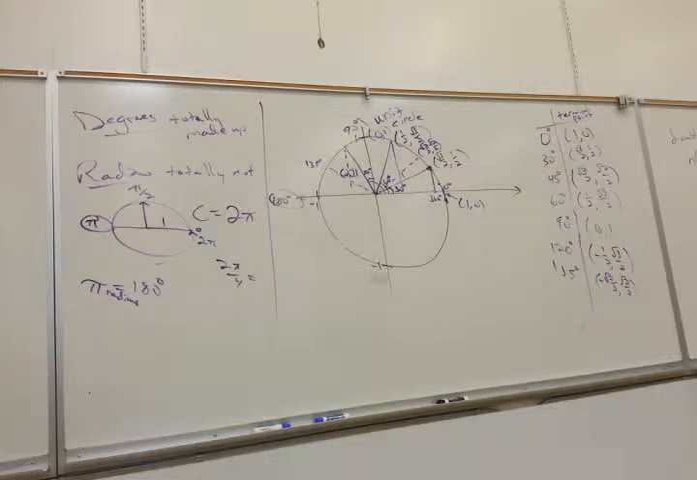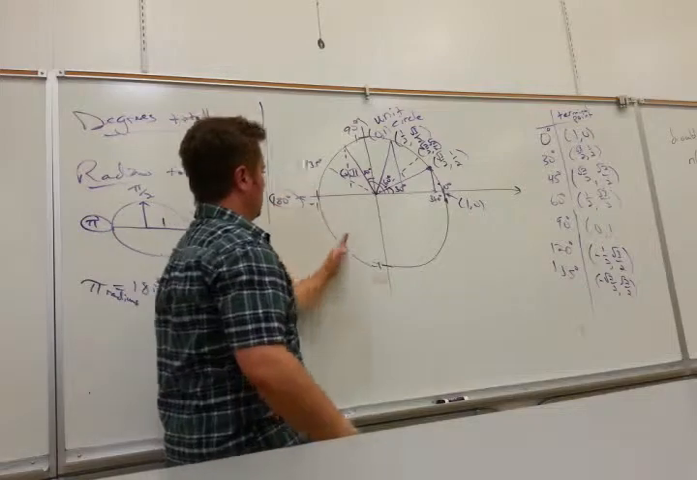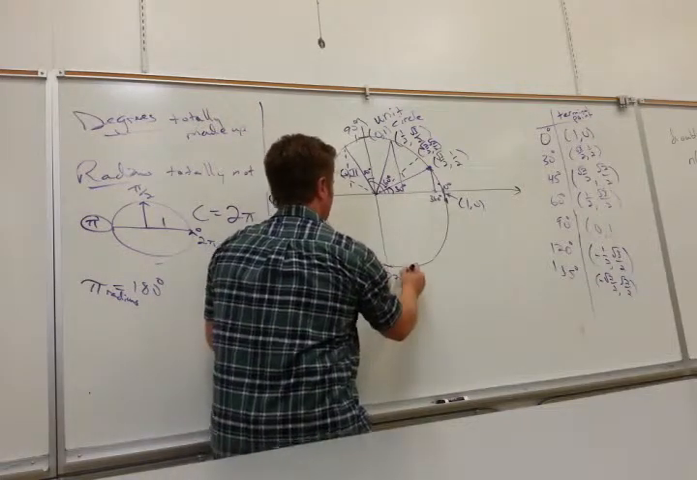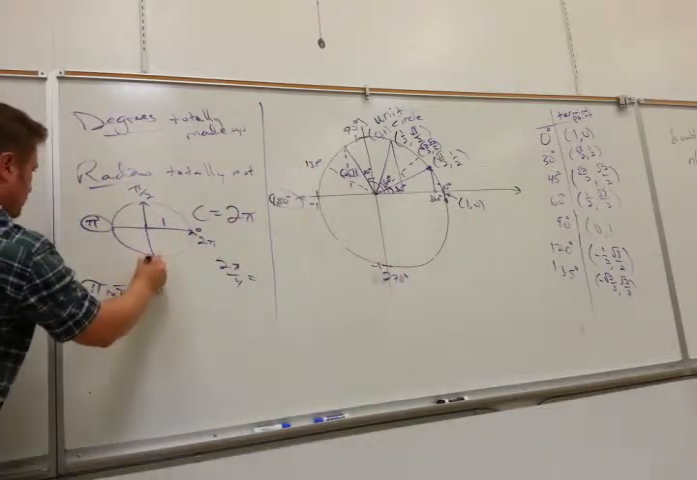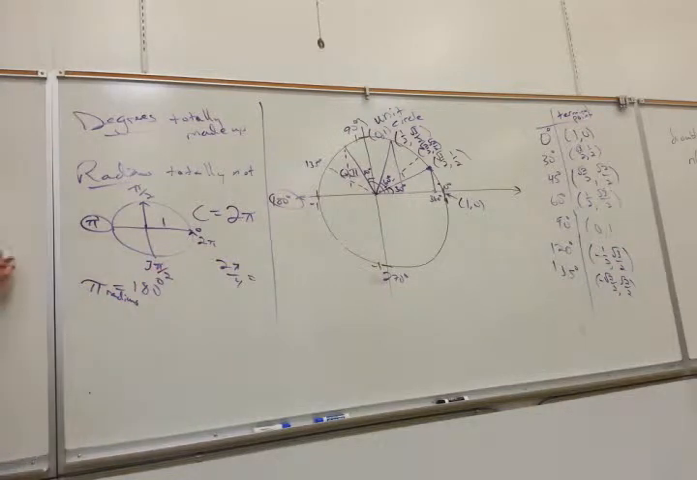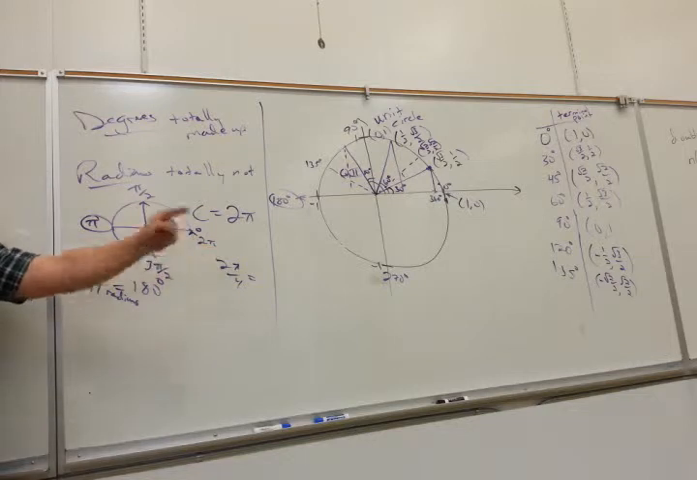So 270 over 180 reduces to 3 pi over 2. Good. And that would be 90 plus 180 is 270. So correspondingly here, that's 3 pi over 2. Right? A pi and a half would be a pi and a half. That makes sense.